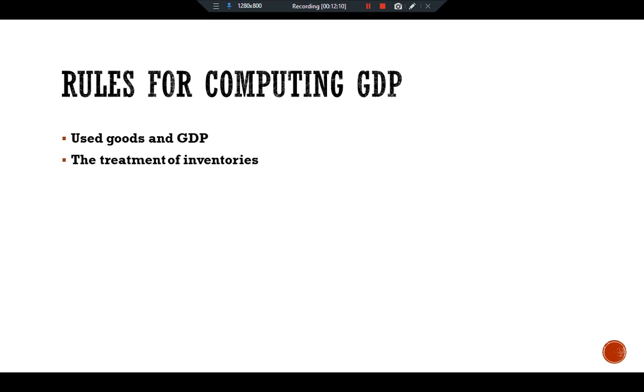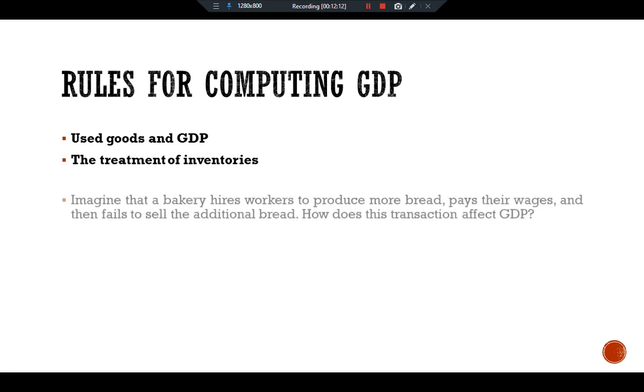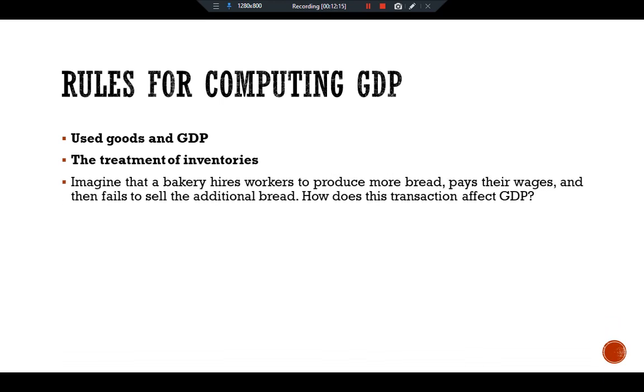Next, the treatment of inventories. Imagine that a bakery hires workers to produce more bread, pays their wages, and then fails to sell the additional bread. How does this transaction affect the GDP? The answer depends on what happened to the unsold bread. Let's first suppose that the bread spoiled. In this case, the firm has paid more in wages but not received any additional revenue, so the firm's profit is reduced by the amount that wages have increased.